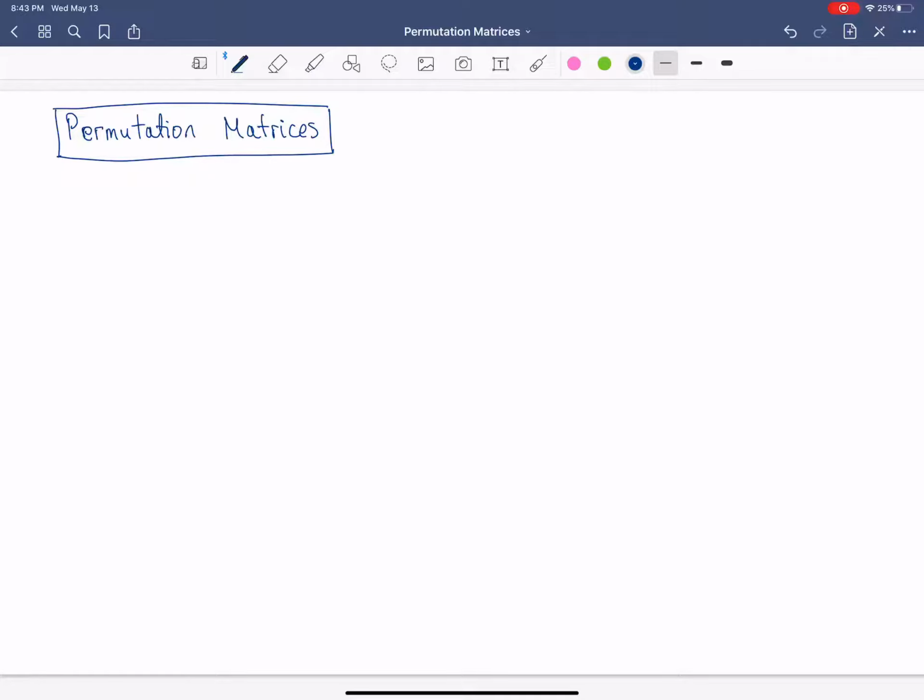In fact, the formal definition of it is a permutation matrix P has the rows of the identity in some order.